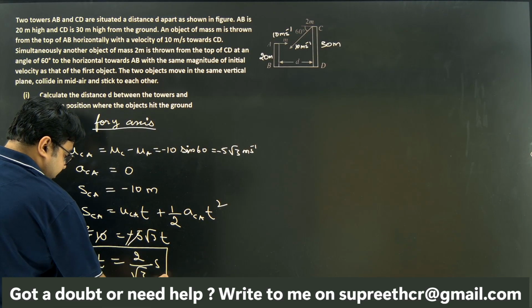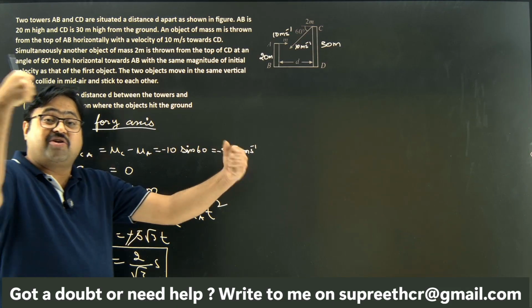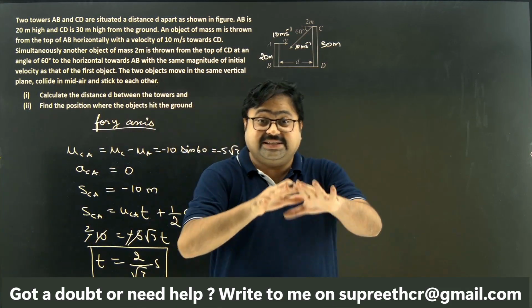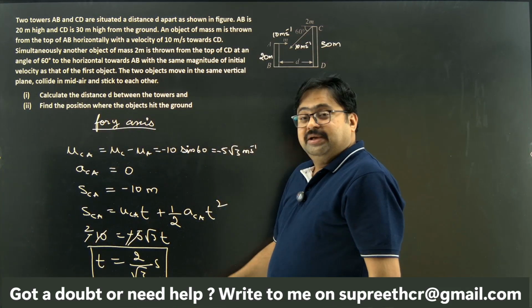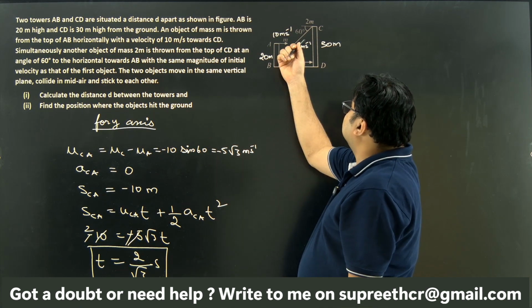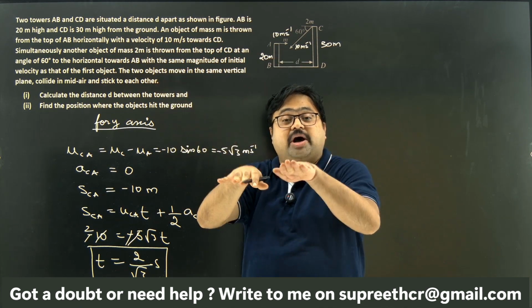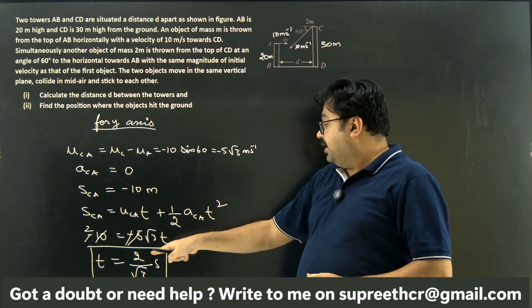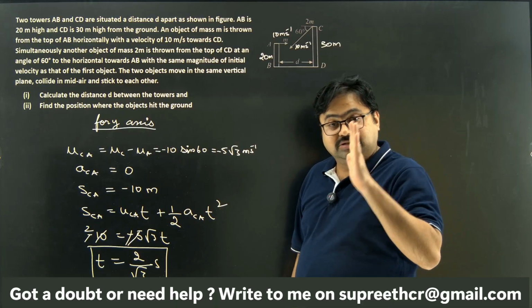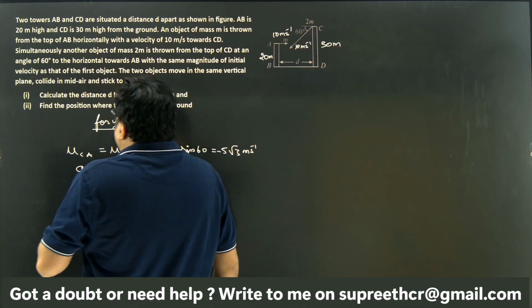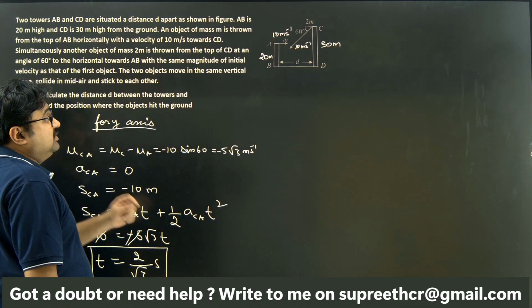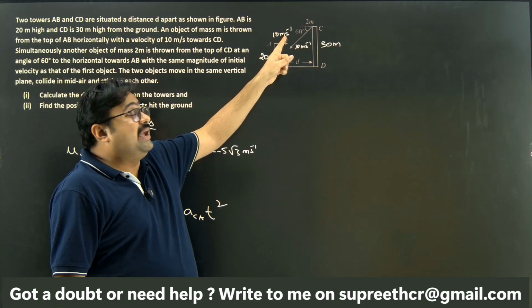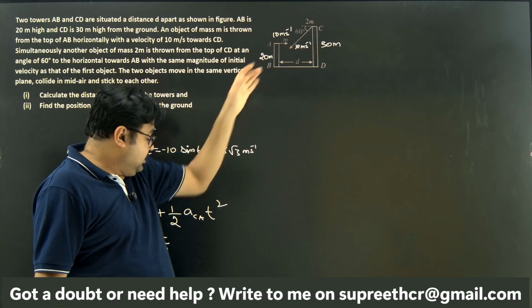That's the time at which both of these projectiles will collide with one another, because they are at the same horizontal level. Only when they are at the same horizontal level is there a possibility of collision, and that's why the time at which they would collide is t equal to 2 by root 3 seconds. Having said that, we will now find the distance that particle A travels in the horizontal direction in this time.